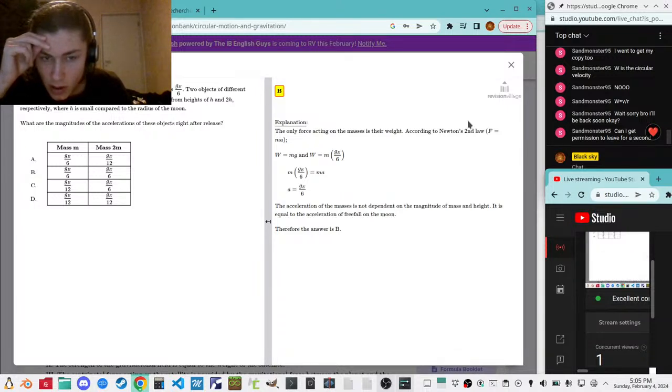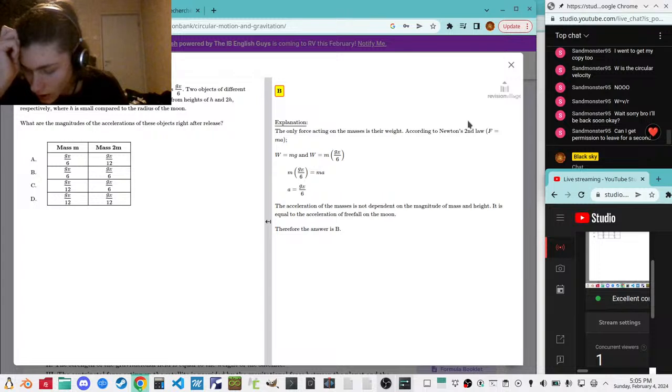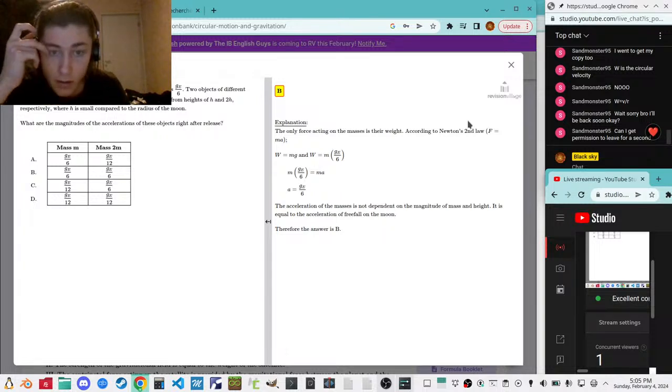Continuous F equals MA. Okay. Weight equals mg. Weight equals mg over 6. A equals g over 6. It's not dependent on magnitude of mass and height. It is equal to the acceleration of free fall. Oh, it's not dependent on mass. Wait, what's F divided by m then? Right, of course it's not dependent on mass. But F divided by m.